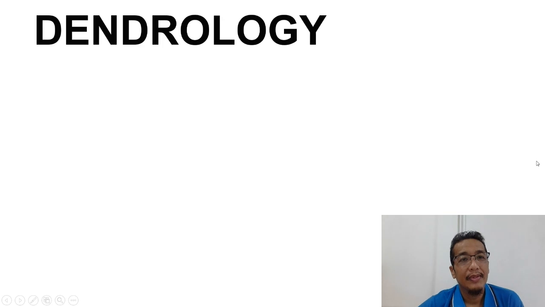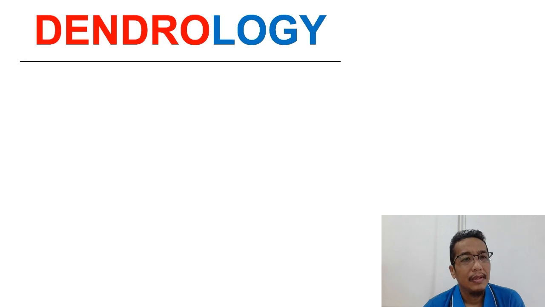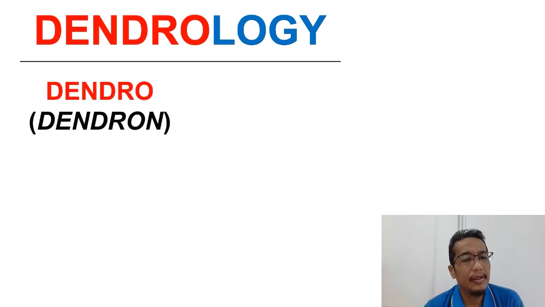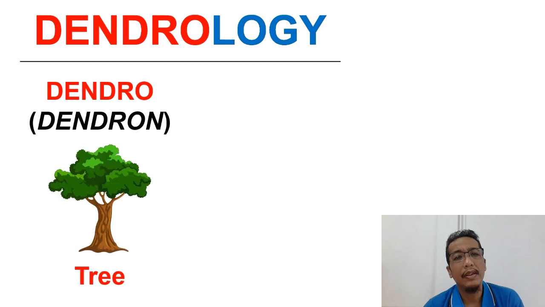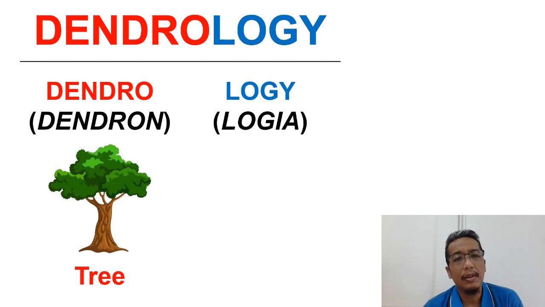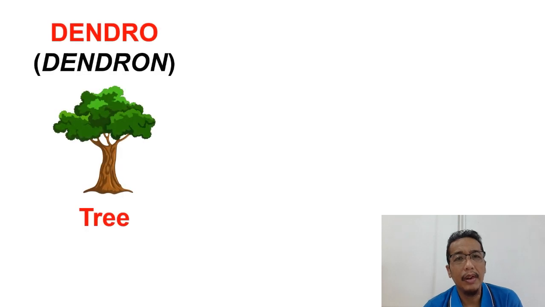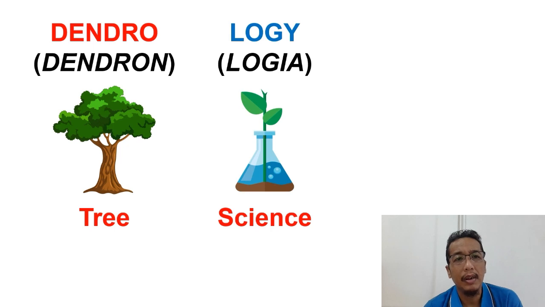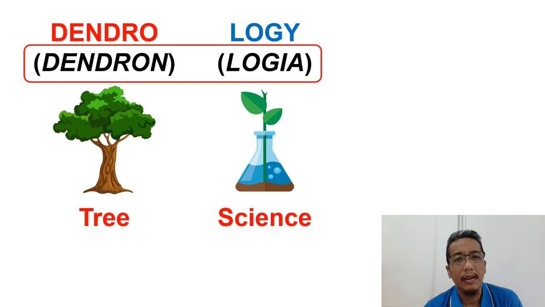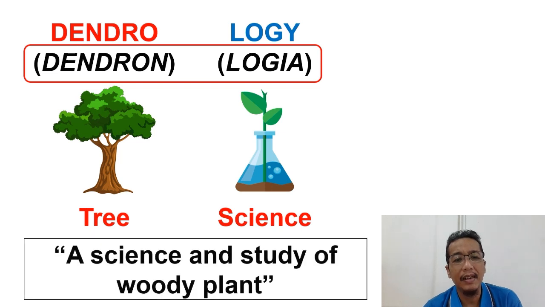What is dendrology? Dendrology is composed of two words, dendro and logy. Dendro originated from the Greek word dendron. So what is dendron? Dendron is a tree. And logy also originated from the Greek word logia. So what is logia? Logia is a science. When dendro or dendron combines with logy or logia, it forms dendrology, meaning the science and study of woody plants.